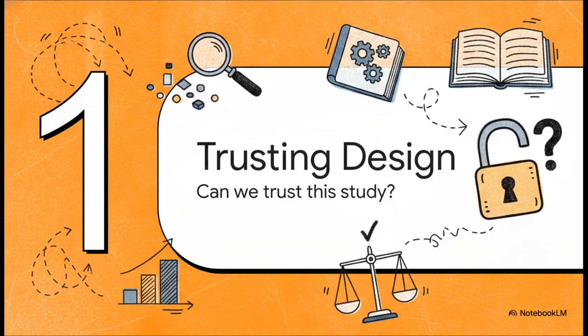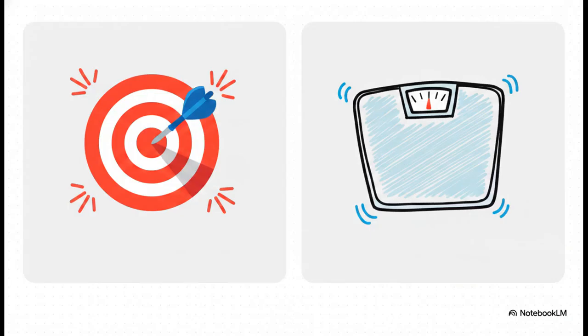Okay, Section 1. Trusting your research design. Can we actually trust this study? To truly understand trust in research, you've got to separate validity from reliability. Think of it like a bathroom scale. Let's say your scale is always exactly 3 kilograms too high. Well, it is perfectly reliable, right? Because it's giving you a consistent score every time. But it is utterly invalid because it's completely inaccurate.